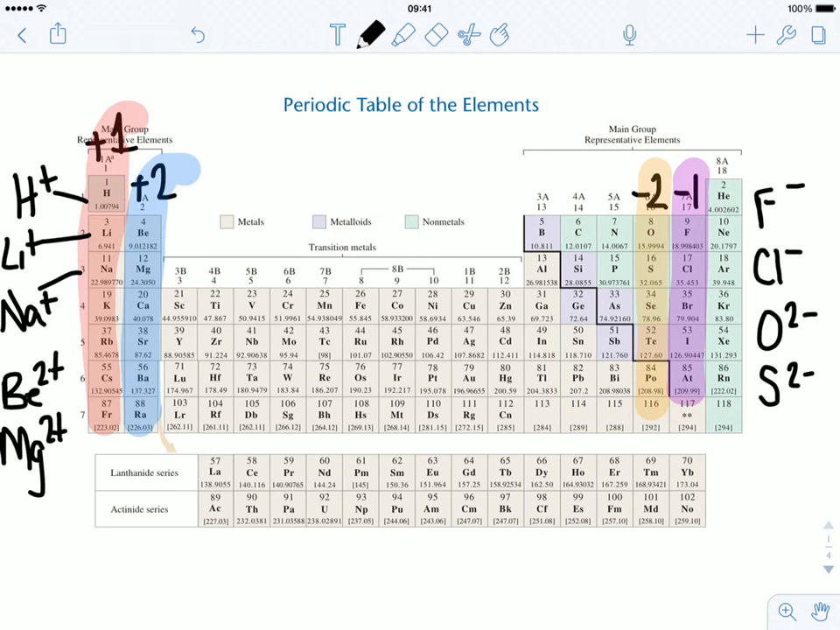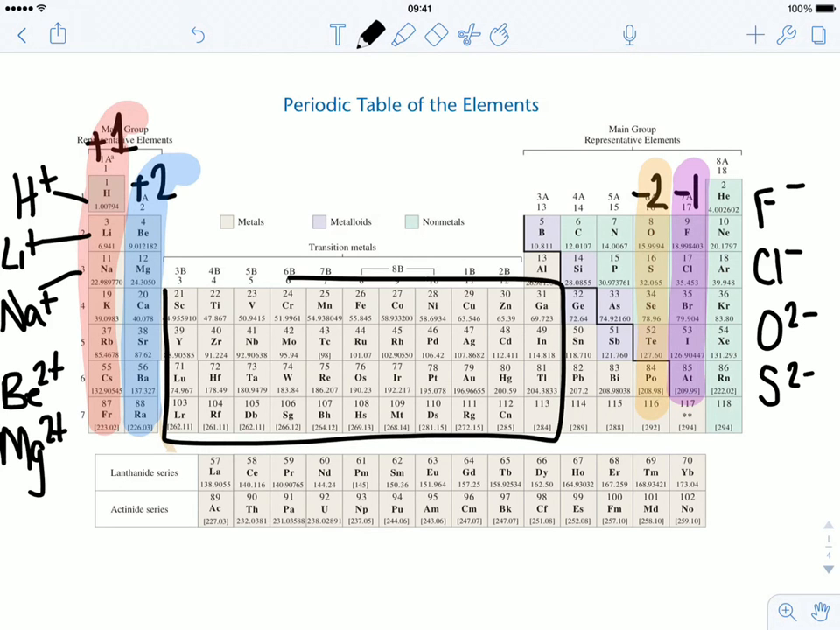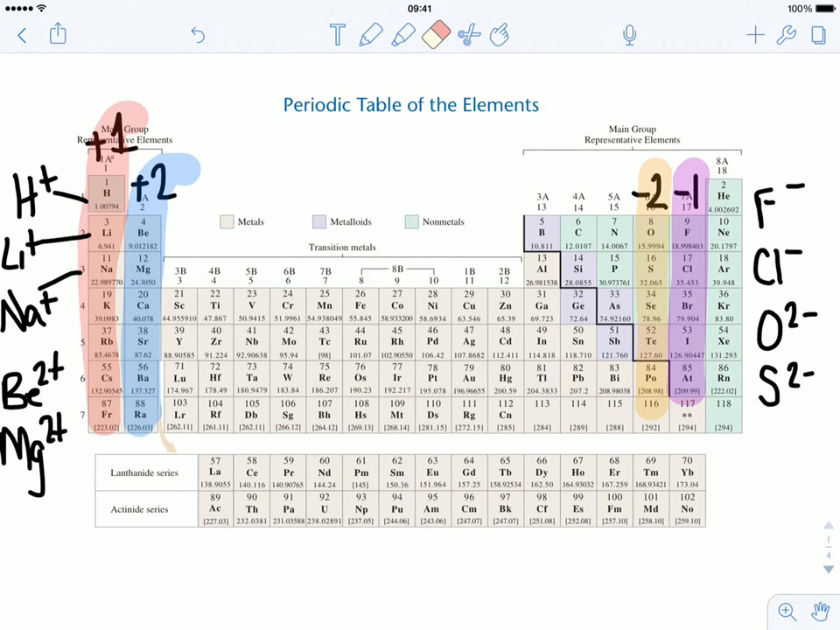Now, the transition metals here in the center, they're not as clear cut as these four columns are. They can form different types of ions. Some of them can form like multiple ions. Sometimes they'll be +1, sometimes they'll be +2, sometimes they'll be +3. It just depends on what they're paired with. So I'll show you how to figure out what kind of charge the transition metal ions have later on in this chapter. Okay, so that is basically what an ion is.